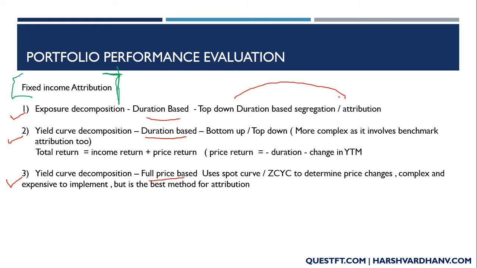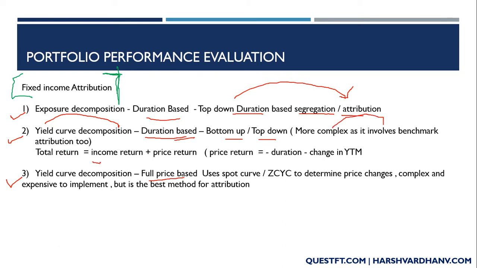So exposure decomposition is basically top down duration based segregation and attribution. So based on the duration of the individual ISINs or the individual securities in the portfolio, the top down analysis is done. Then the yield curve decomposition, duration based, can be both bottom up and top down. It is more complex in that it involves benchmark attribution too.